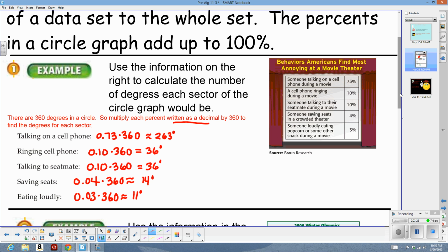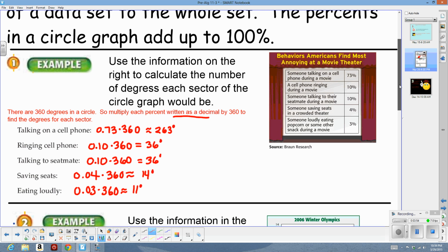Now, if you were to actually make a circle graph, you would start out by choosing one of these sections, and you would measure with a protractor 263 degrees, and of course label it, talking on a cell phone. And then from there you would make another one that's 36, another one that's 36, then 14 and 11 to complete the circle. We aren't going to actually be constructing the circle graphs. We're just going to be asking you to find the degrees that you would make each section if you were to construct one.